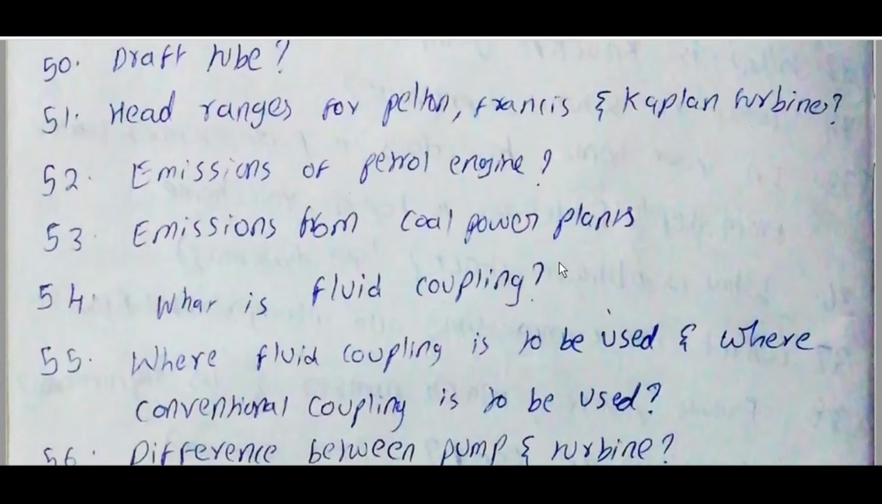Francis is a reaction turbine with a head range of 30 to 400 meters. Specific speed range 60 to 400. Pelton is an impulse turbine with a head range above 300 meters and specific speed range of 10 to 60. Specific speed ns is equal to n root P by H power 5 by 4.